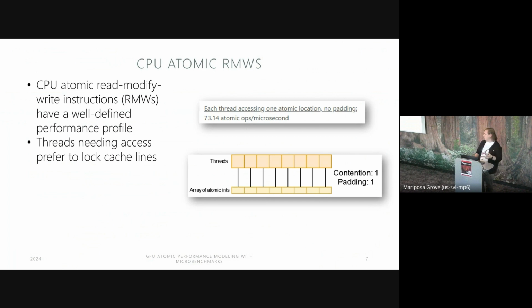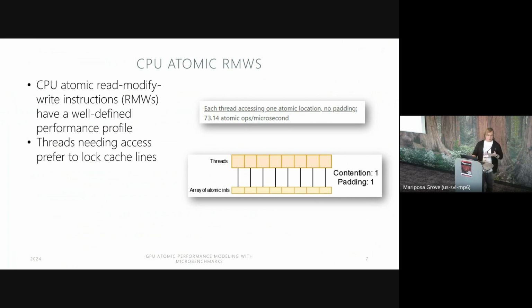This is a simple benchmark that I put together where on my AMD Ryzen CPU at home, I get about 73 atomic operations per microsecond. This is with atomic fetch adds, with this diagram here describing what's happening. We get as many threads as we can on the CPU, 16 in my case, and we give them each their own location to perform an atomic fetch add on, and we try and do that as many times as possible and then test the throughput over that period of time.